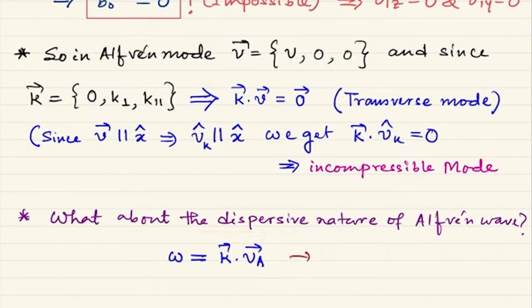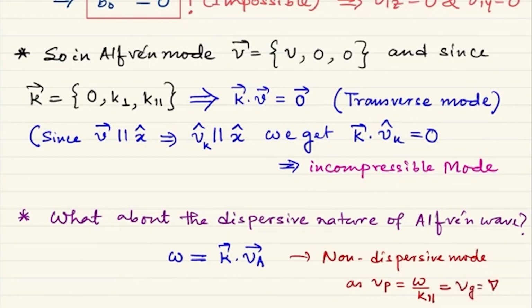Non-dispersive mode, as Vp, omega by k parallel, is equal to Vg, which is d omega by dk. Okay, so this is the brief story about the Alfvén mode.